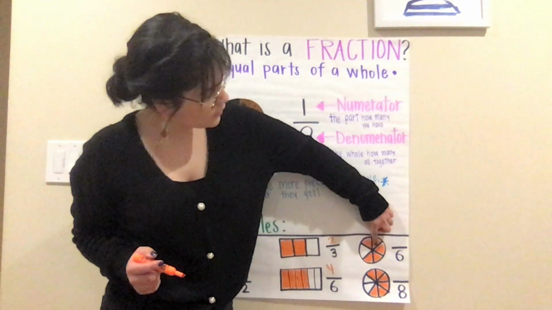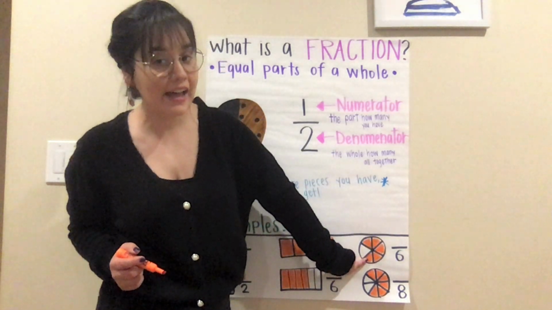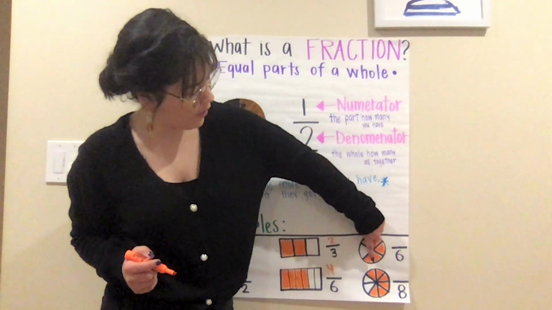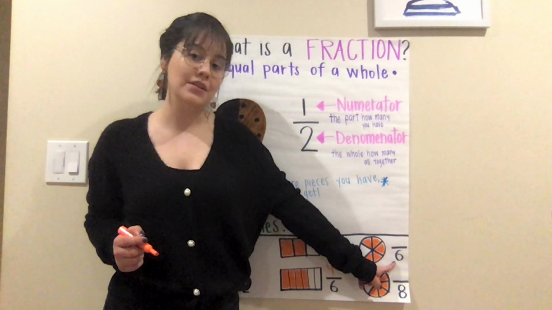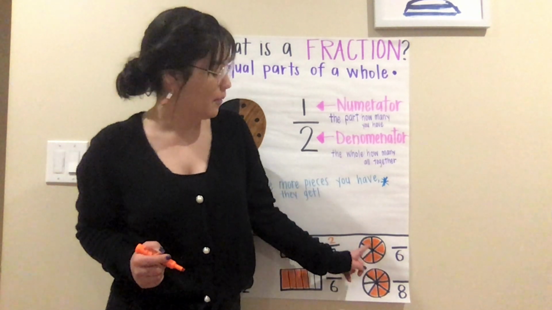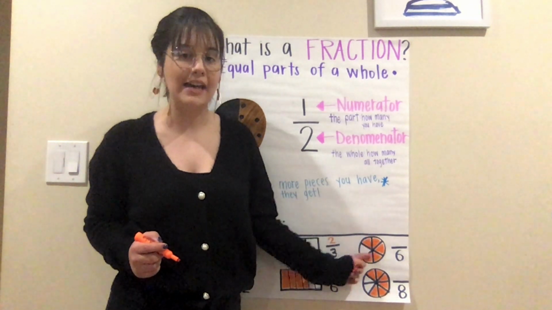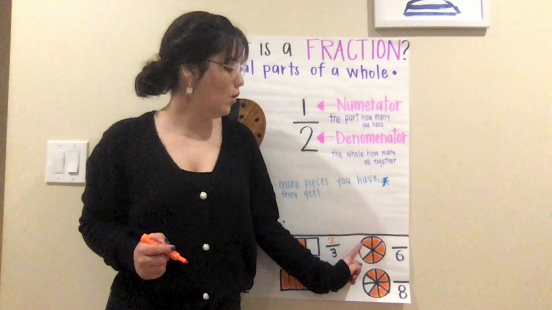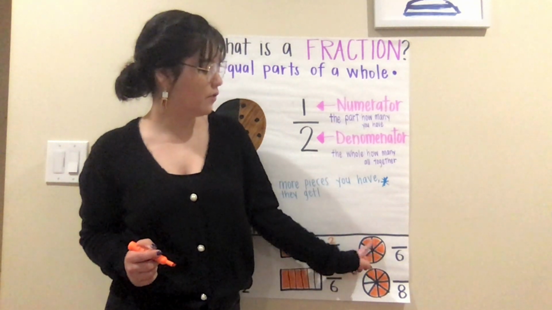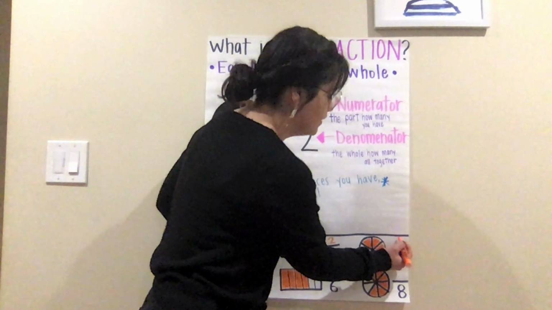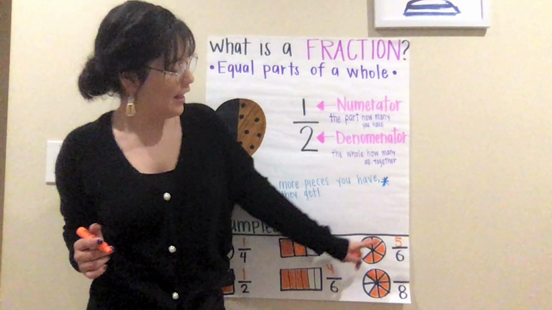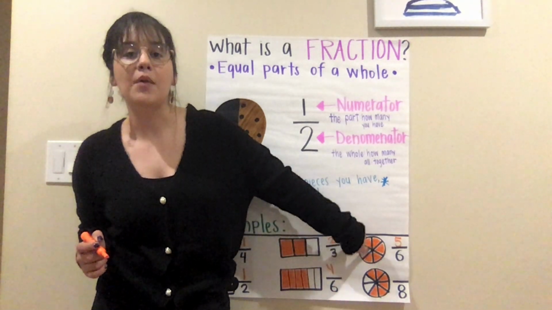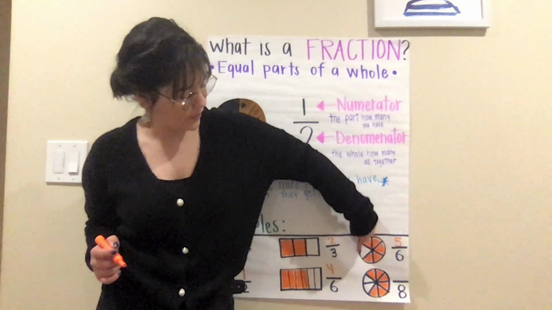Let's take a look at the next 2. I have 1, 2, 3, 4, 5 orange pieces out of 1, 2, 3, 4, 5, 6. We already knew that there were 6 because they already gave us that number. But remember that the total number, I had 6. That was how many pieces were in my whole. And the orange pieces were 1, 2, 3, 4, 5. So there are 5 pieces. I'll write the number 5. There were 5 orange pieces out of 6 of them all together.